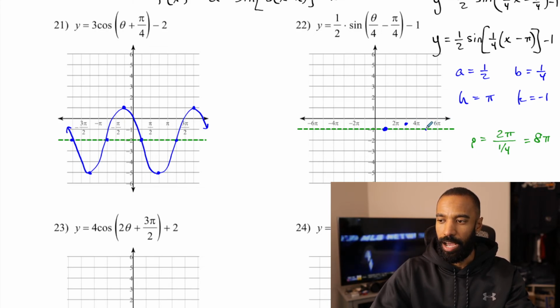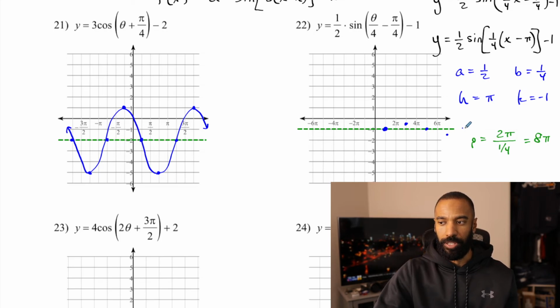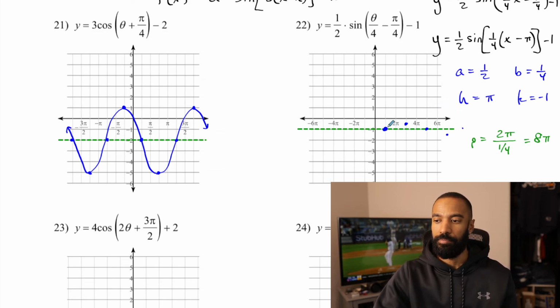1 pi, 2 pi, boom, midline. 1 pi, 2 pi, down there, you can't really fit it. And then we would have hit midline again, and we have completed a full cycle. That's 8 pi units later. What's 8 pi away from pi? 9 pi, and that's where we would have gone.